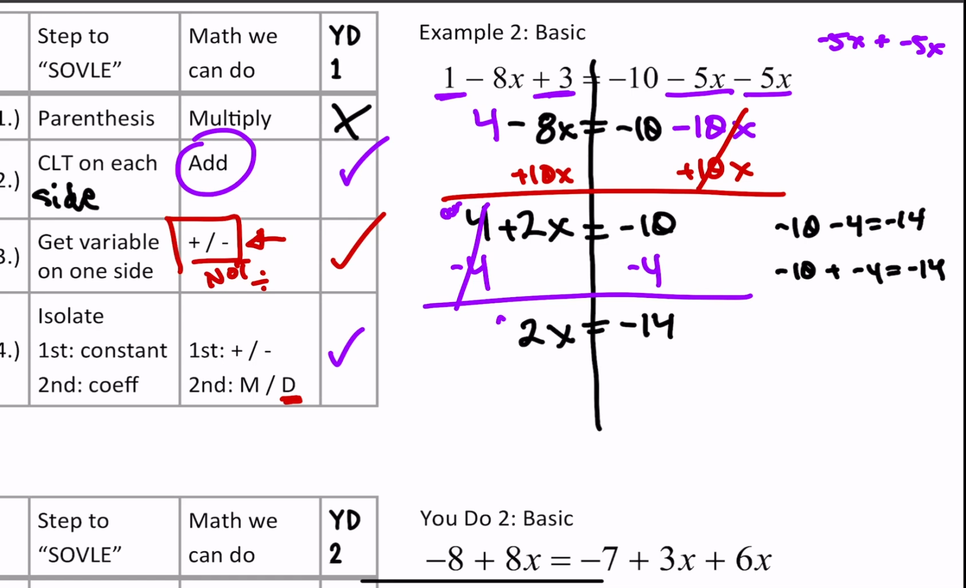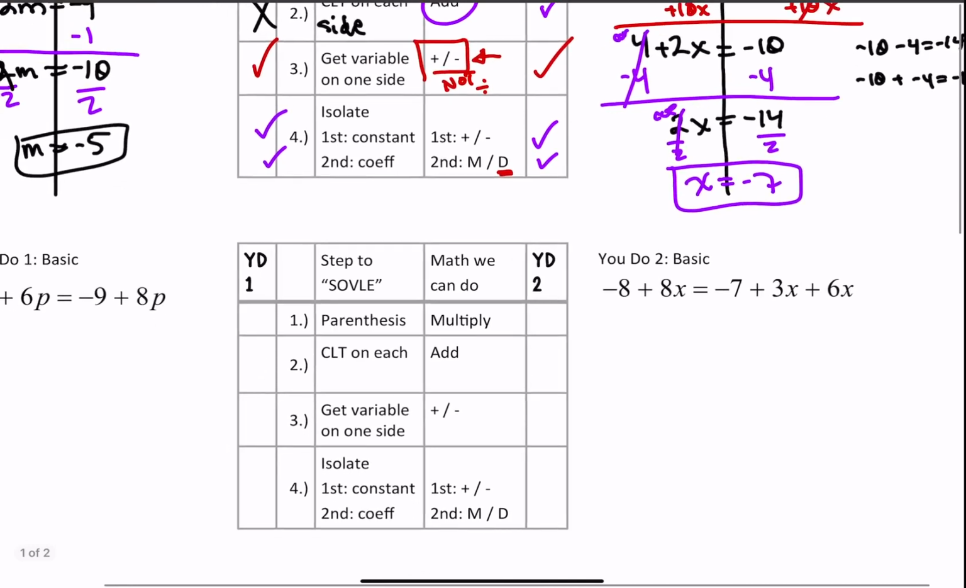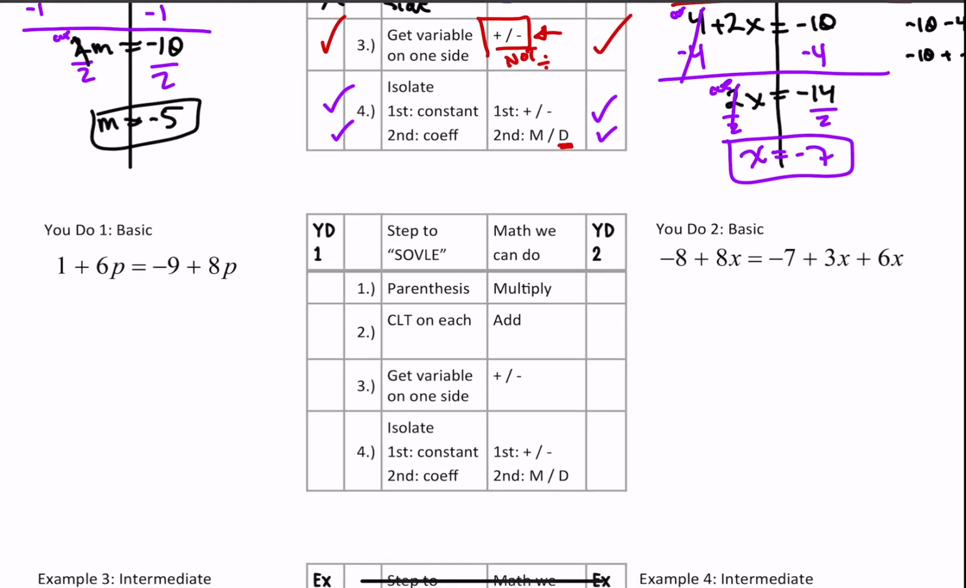Then we have a coefficient that we're going to get rid of, so we're going to divide by 2 on both sides, which leaves us with x equals negative 7. So these are pretty basic examples. What I want you to do is try these two on your own. For the first one, you should end up with p equals 5. And for the second one, you should end up with x equaling negative 1.